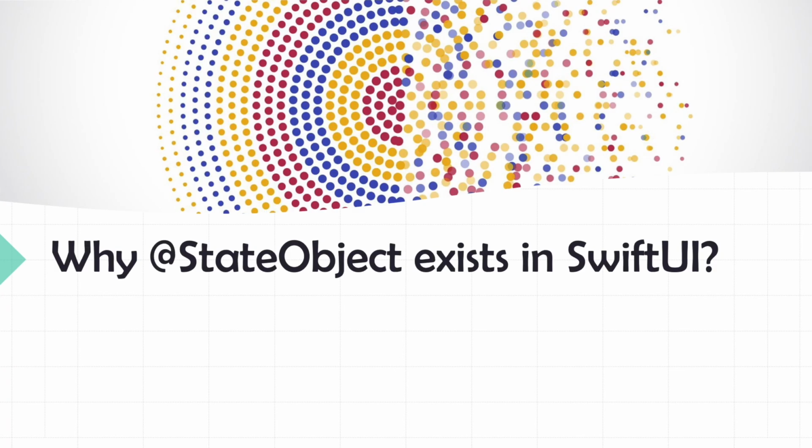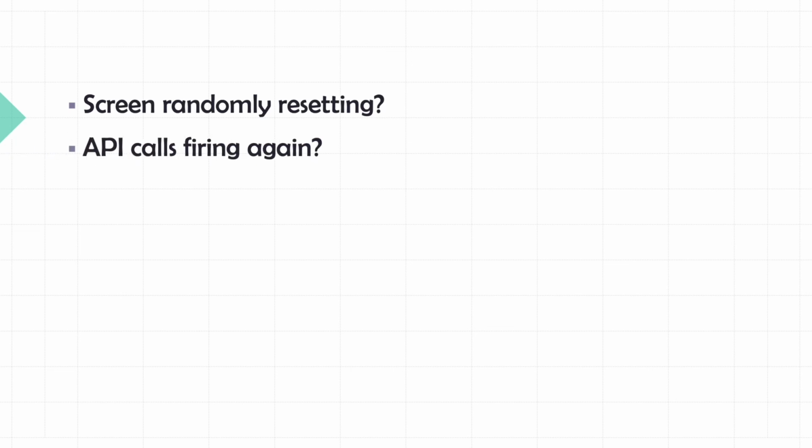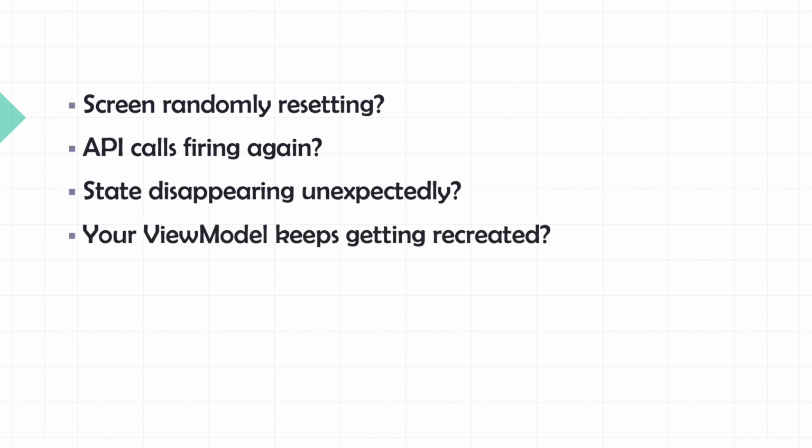Why @StateObject exists in SwiftUI? Have you ever noticed your SwiftUI screen randomly resetting? Maybe your API gets called multiple times. Maybe your state disappears unexpectedly. Maybe your view model keeps getting recreated. If that sounds familiar, there is a good chance you are using the wrong property wrapper.